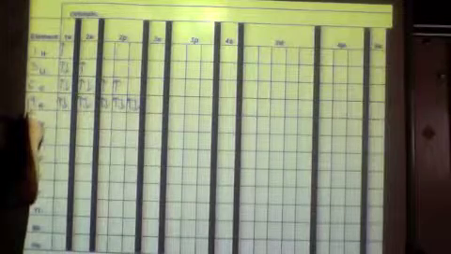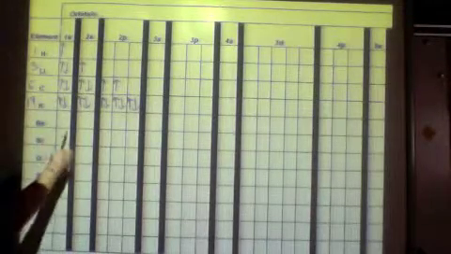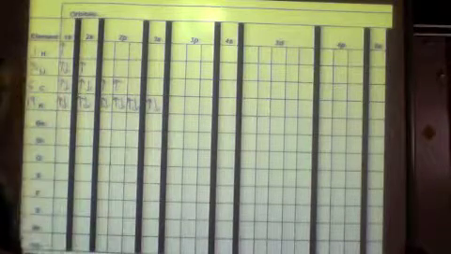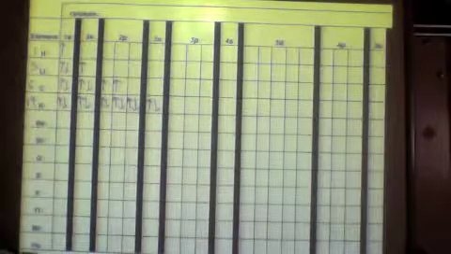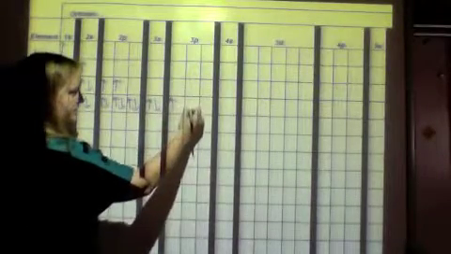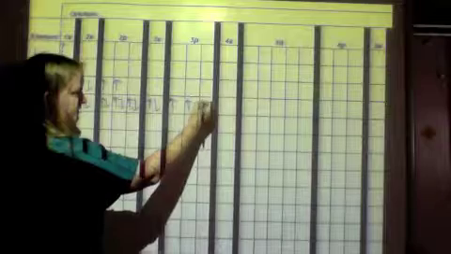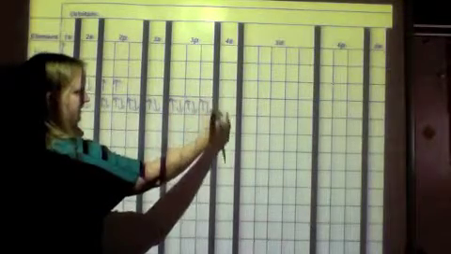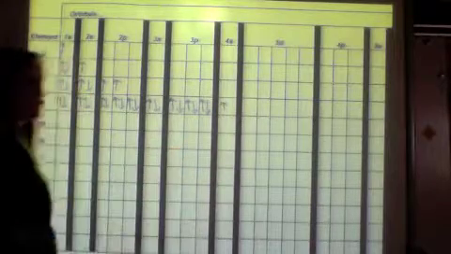We need 9 more. So where do we go next? 3s. Up, down. Okay. So that gives us 12, 13, 14, 15, 16, 17, 18, 19.